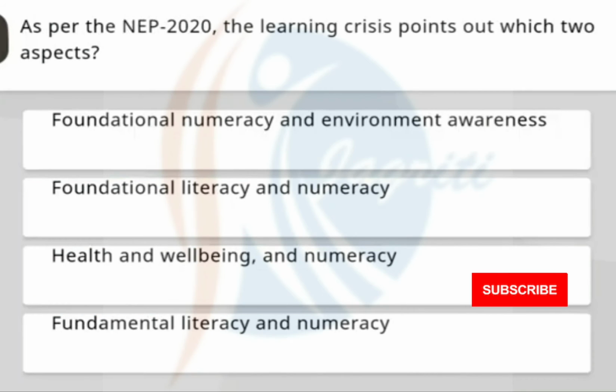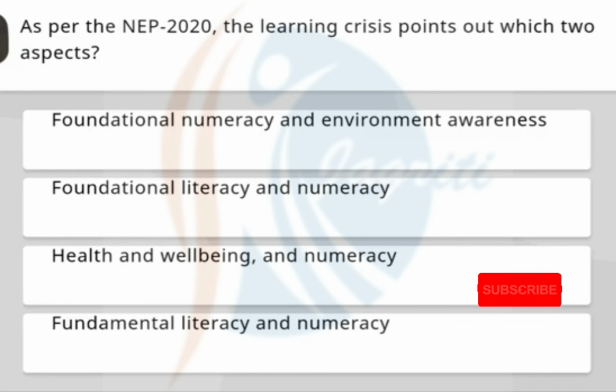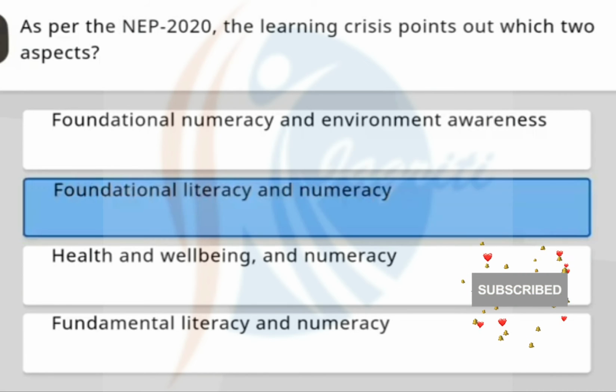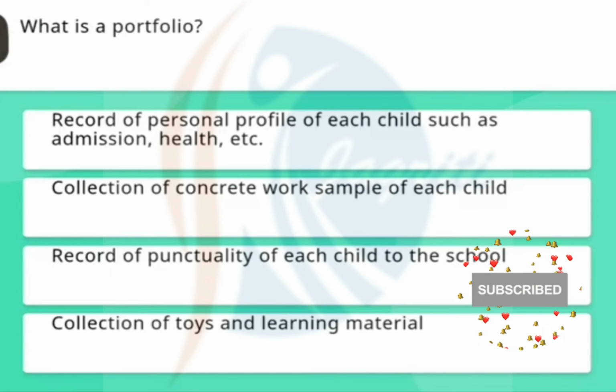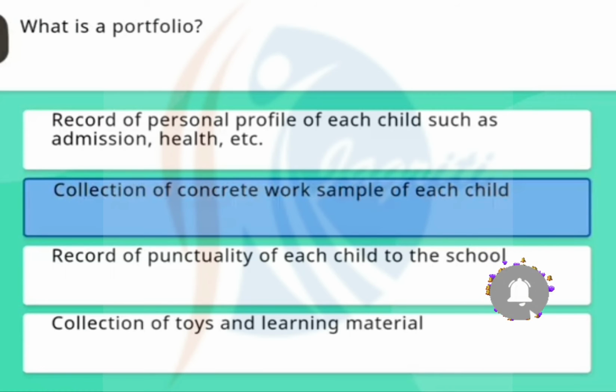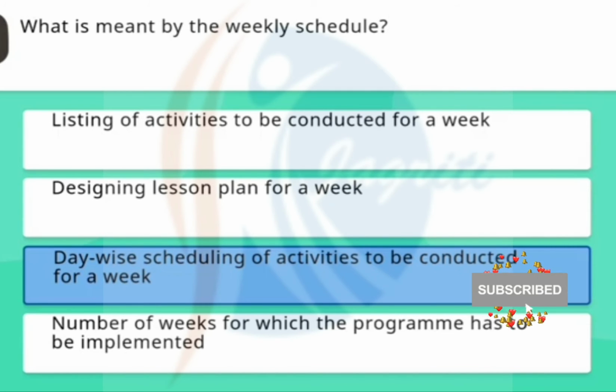Next question, as per the NEP 2020, the learning crisis points out which two aspects? Correct option is foundational literacy and numeracy. What is portfolio? Correct option is collection of concrete work samples of the children. Next question. What is meant by weekly schedule? Day-wise scheduling of activities to be conducted for a week.